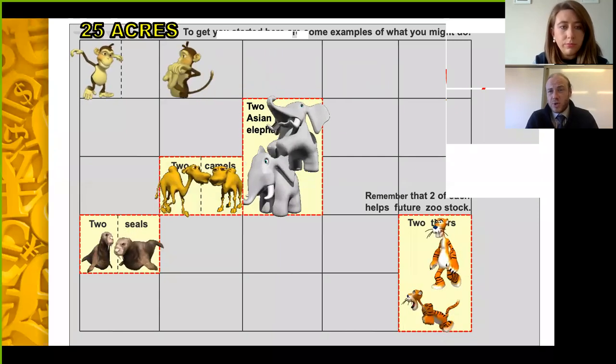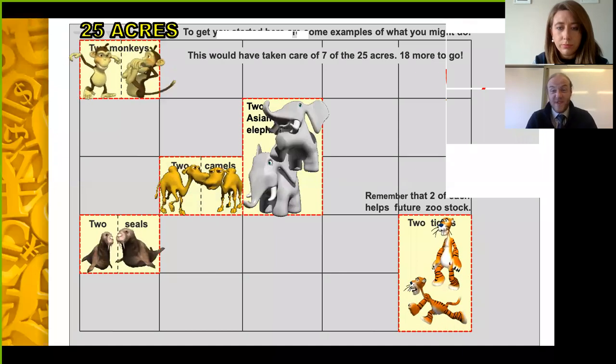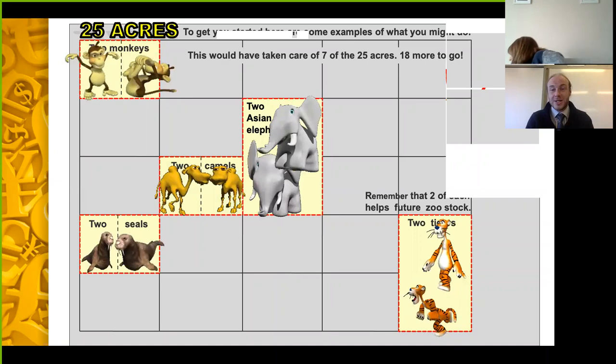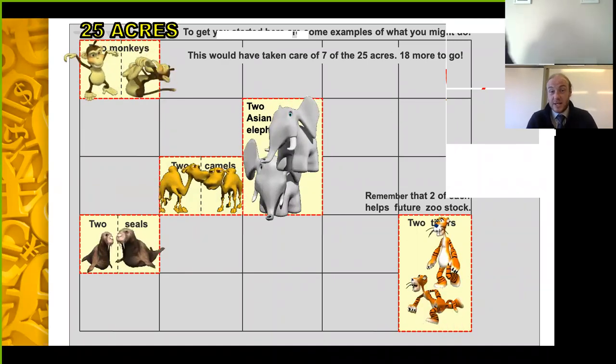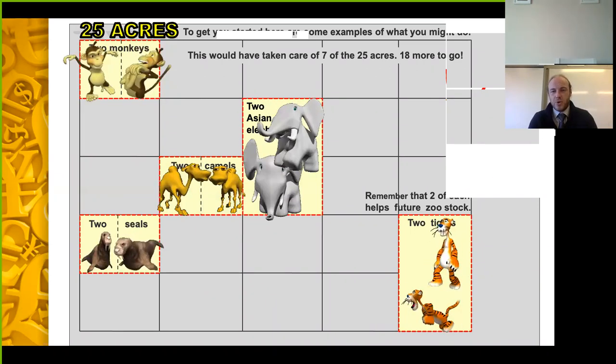So monkeys take up 1/2 acre each. Now at this stage, I've 7 of my acres filled up, so I have 18 more to fill up. As you can imagine, I can't have everything that's on that initial list, so the students are going to have to make choices. Usually I give them about 5 minutes to play around and figure out what they're going to put in their zoo or not.